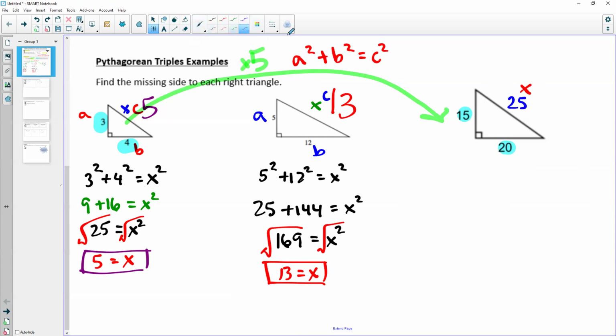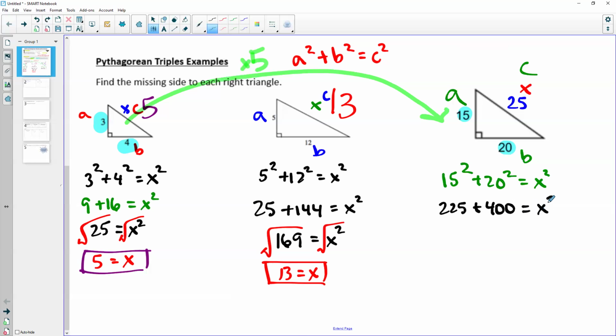So if I do Pythagorean theorem here, this is your A, this is your B, your hypotenuse is your C. So this would be 15 squared plus 20 squared is equal to 25 squared. Well, actually, let's pretend like we didn't know it was 25 squared. We'll call it x squared. So if I square this, 15 squared is 225. 20 squared is 400. And that's equal to x squared. Adding these two together, we get 625 is equal to x squared.